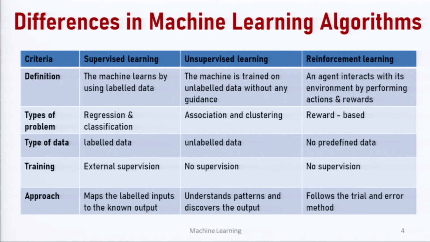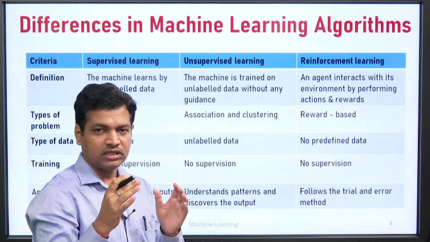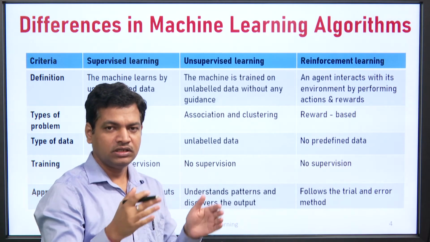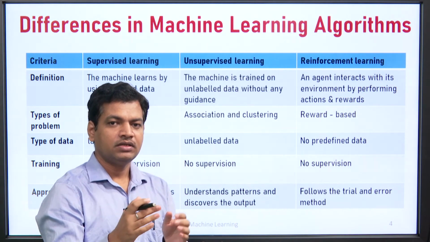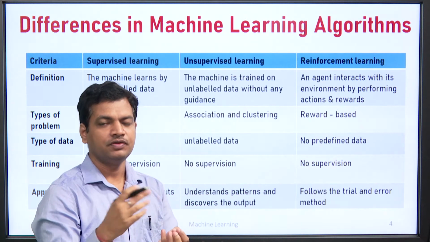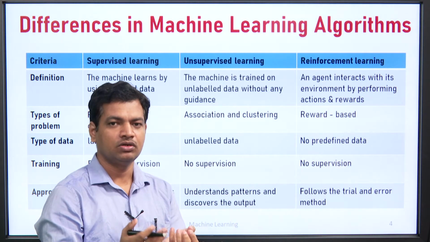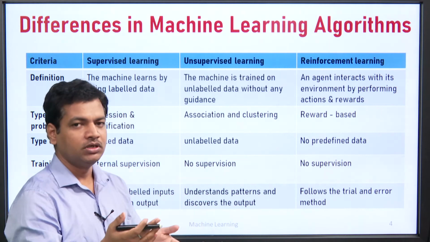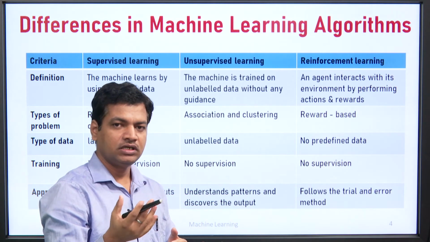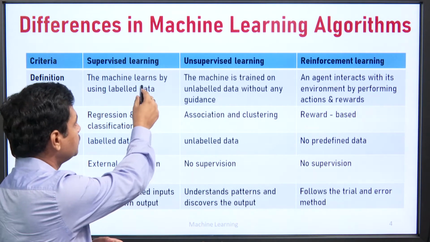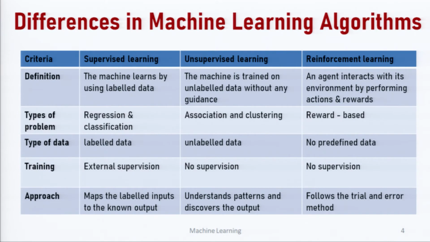Now, based on the definition, supervised learning is where the machine learns by using labeled data. That means the samples of data given to us are labeled, meaning we know what kind of data it is. Suppose we give a number and along with that number its unit, maybe in kilometers or in liters. So, that becomes labeled. If data samples are given with labels, then we say it is supervised learning.